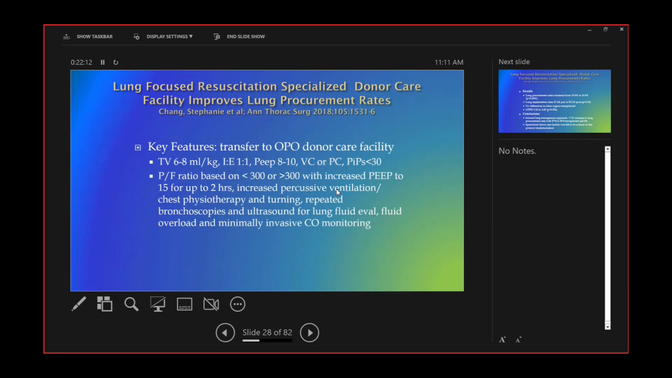If it was less than 300, they increased the PEEP to 15 for 2 hours, increased their percussive ventilation, chest physiotherapy, and their turning. They repeated the bronchoscopies, and then they used ultrasound to evaluate the lungs for water and edema, and based on that would decide whether they needed to be diuresed or not. They also used minimally invasive hemodynamic monitors and targeted their pulse pressure variability and stroke volume variability.